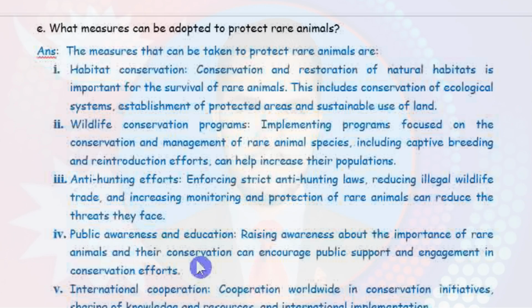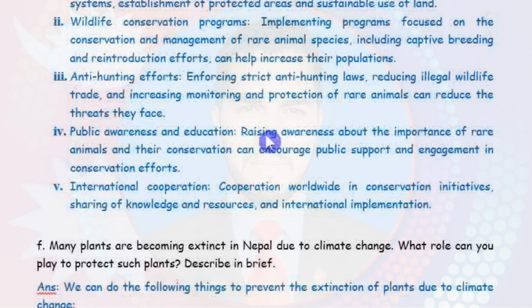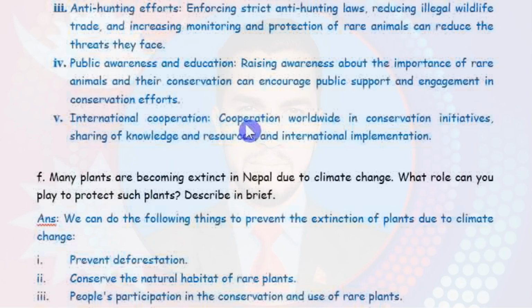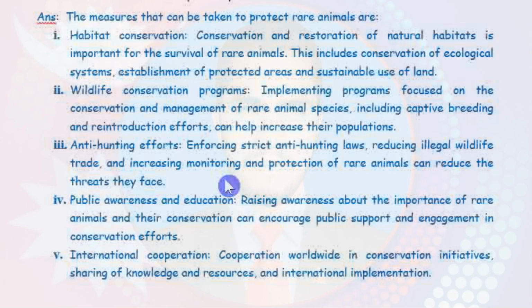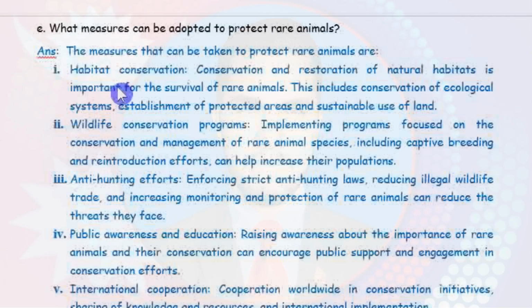Number fourth, public awareness and education. Raising awareness about the importance of rare animals and their conservation can encourage public support and engagement in conservation efforts. Number 5, international cooperation. Cooperation worldwide in conservation activities, sharing of knowledge and resources, and international implementation. Okay, here as I have written, I have provided you 5 measures that can be adopted to protect rare animals.